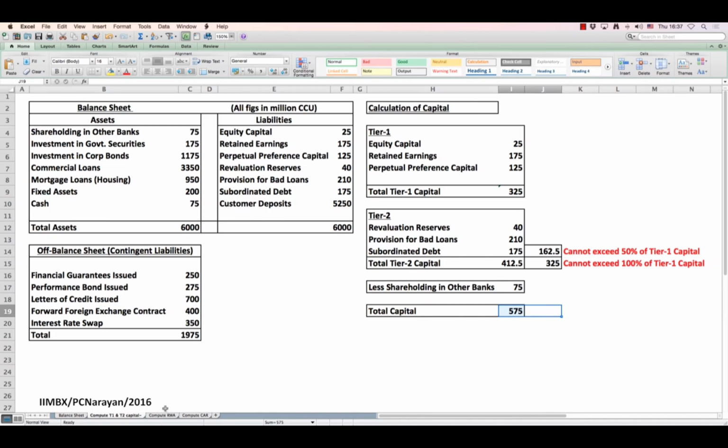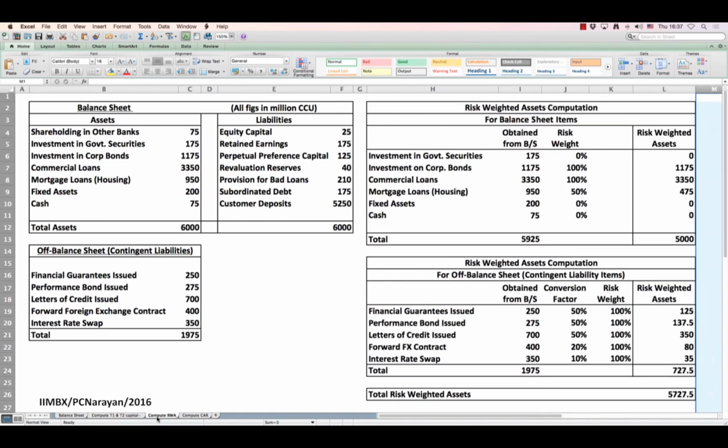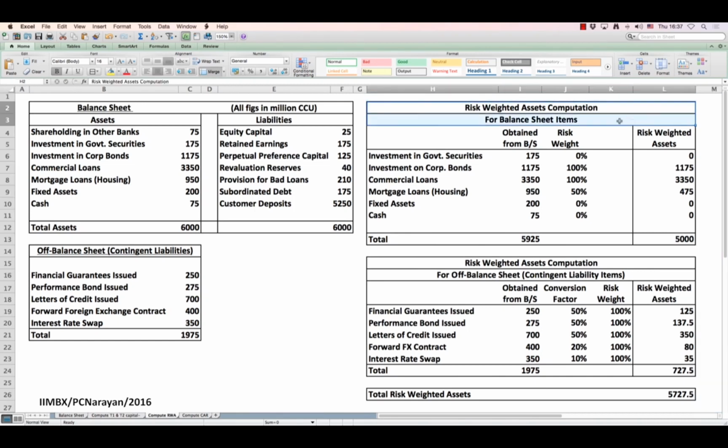Our next task is to compute the risk weighted assets. Now if you look at what's on this table that computes the risk weighted assets, we have from the balance sheet obtained the following numbers: investment in government securities, investment in corporate bonds, commercial loans, mortgage loans, fixed assets and cash. Remember, the only item on the asset side, which is 75, was included as a reduction item in the tier 1 tier 2 capital computation that we saw just a minute ago.